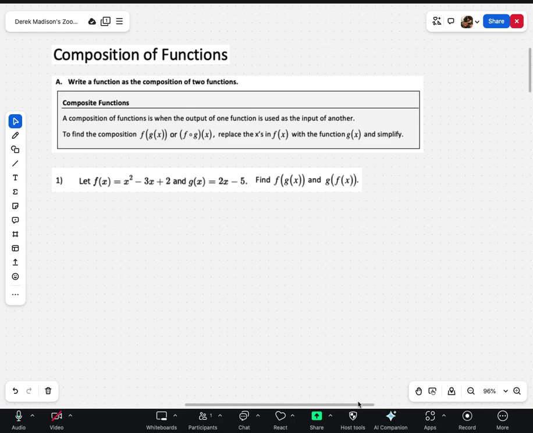So in this video we're going to look at composition of functions. We'll look at three distinct things: writing a function as a composition of two separate functions, that's where we'll start, finding the domain of a composite, and also evaluating composite functions at some given value of x.